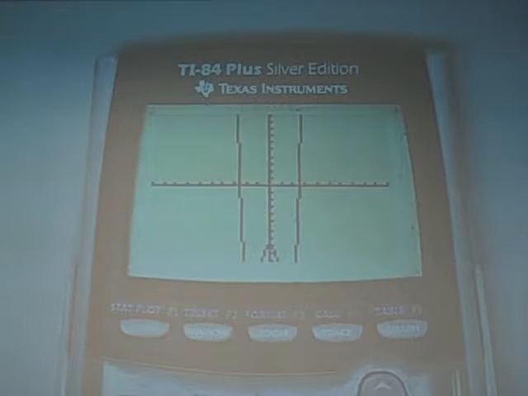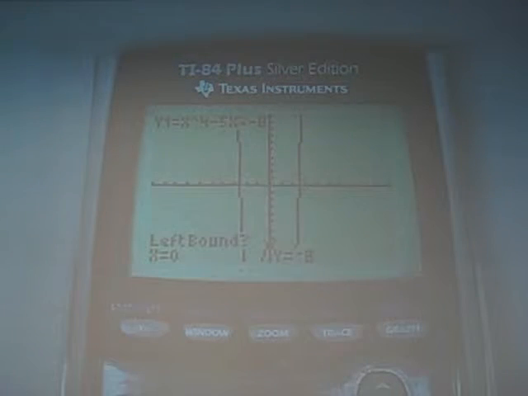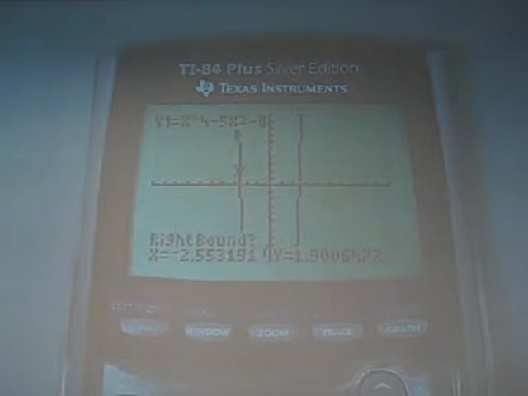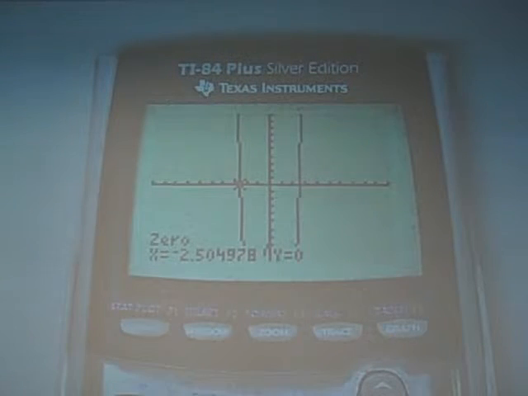It looks like there's 2 places where this equation is equal to 0. And so what we could do is, same thing we did last time. So we want to go to the left of it on the curve, the left of the crossing, the right of it, and then a guess. So it looks like -2.5049. I think the book wants us to round to two places, so we would say negative 2.50.